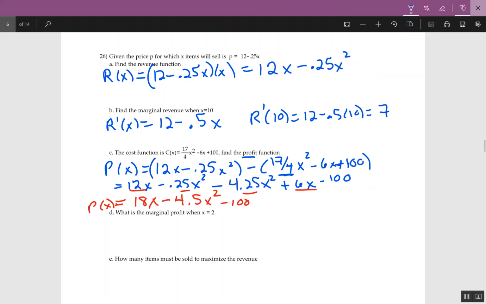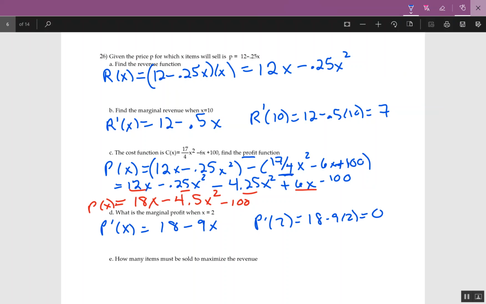The next part says, what is the marginal profit when x equals 2? So we found the profit. To get the marginal, we're going to take the derivative. That's 18 minus 2 times 4.5, which is 9x. I'm going to plug in 2: P prime of 2, I have 18 minus 9 times 2, that's just 0.